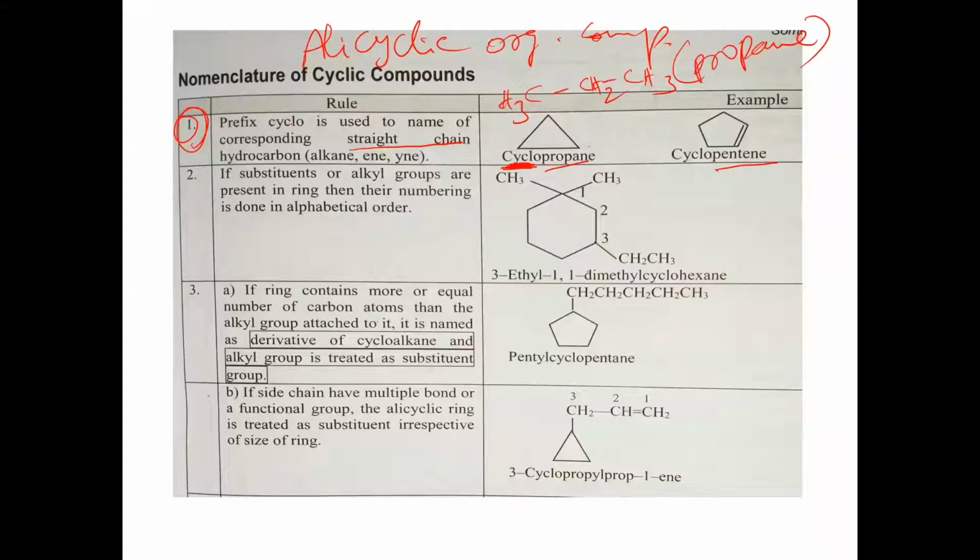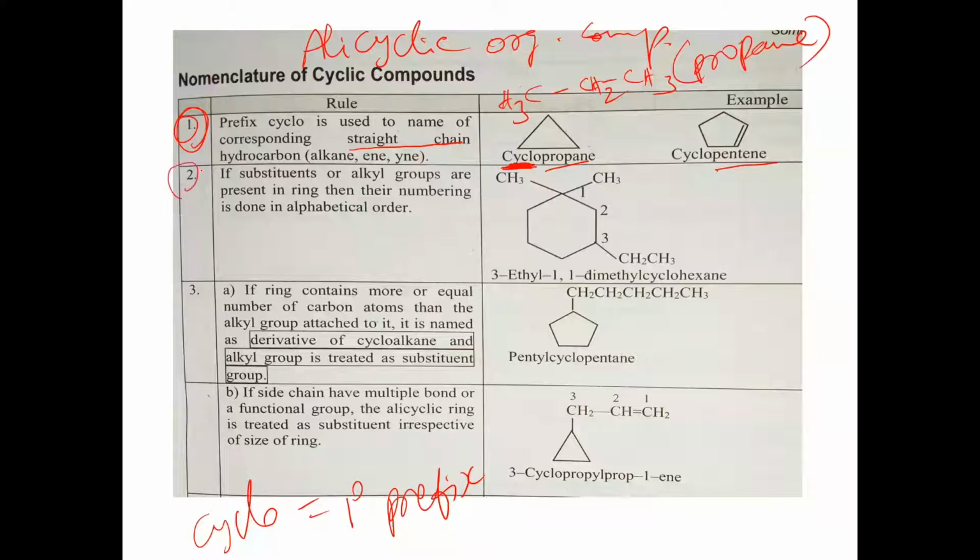So what is cyclo generally called? Cyclo is the primary prefix. The only word used as a primary prefix here is cyclo. There is no other word. So cyclopropane, cyclopentene. One double bond is there here. Cyclopentene, we have to say.